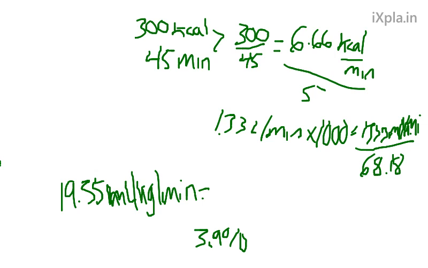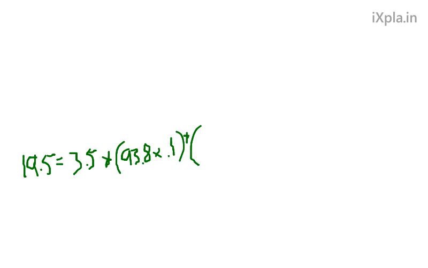So if you have 19.5 milliliters per kilogram per minute, I guess we'll do it for the people that need to see it. Let's say we have 19.5. You have 3.5 plus, do the formula, 93.8 times 0.1 plus, you're looking for a grade, so we'll say x, times 93.8 times 1.8. What you would do here is just algebra. You have to know basic algebra. But let's do it anyways.